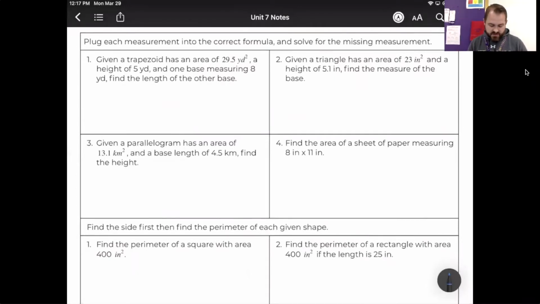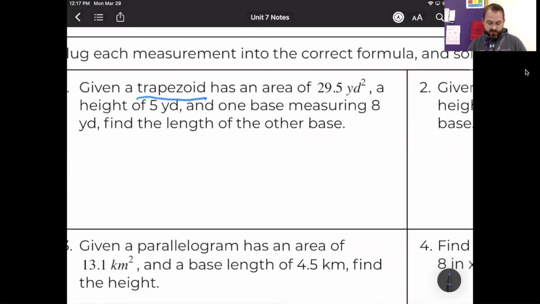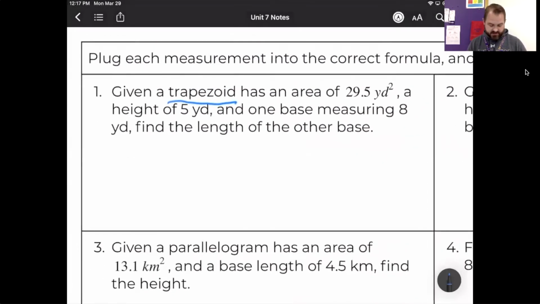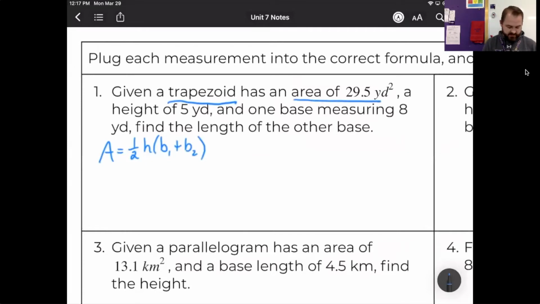Okay, so the first one is a trapezoid. We're going to underline that, and then I'm going to start with the trapezoid formula. Okay, a trapezoid formula is area equals 1/2 height times the sum of the bases. Base 1 plus base 2. All right, and then I'm going to plug in what I know. This time they tell you the area is 29.5. So instead of A, I write 29.5.